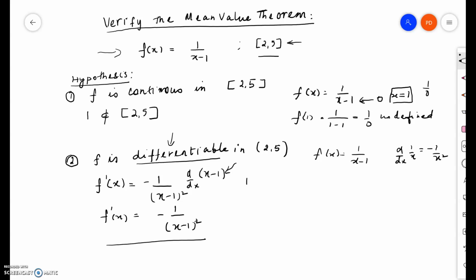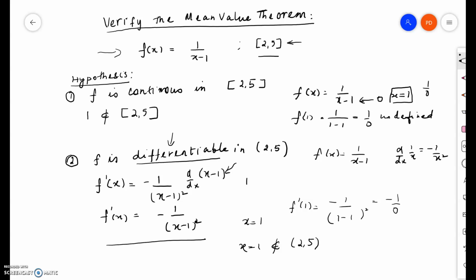Now if we think about the derivative function, the only value of x at which f prime of x is undefined is when x equals 1. So when x equals 1, f prime of 1 is equal to negative 1 over 1 minus 1 the whole squared, which is negative 1 over 0, which is undefined. So the derivative is undefined at x equals 1, but x equals 1 is not in the interval 2 comma 5, so that's not a problem. So we can conclude that f is differentiable in the entire interval 2 comma 5.